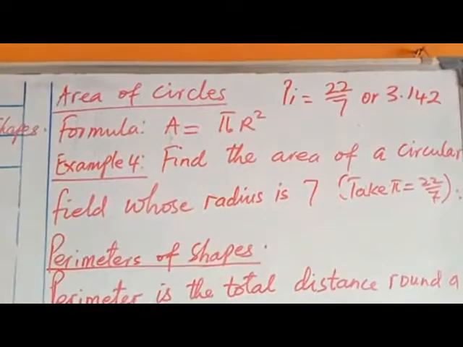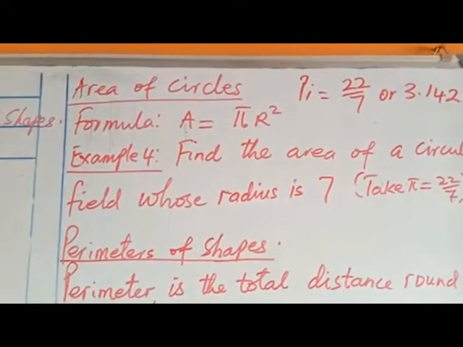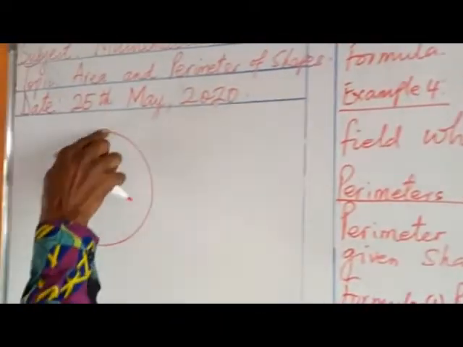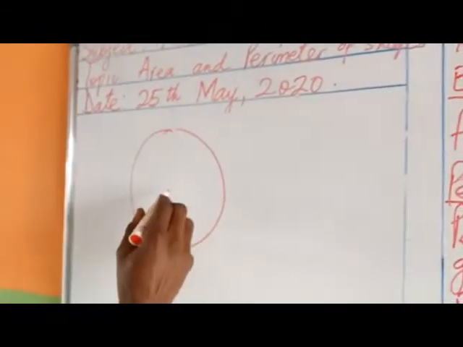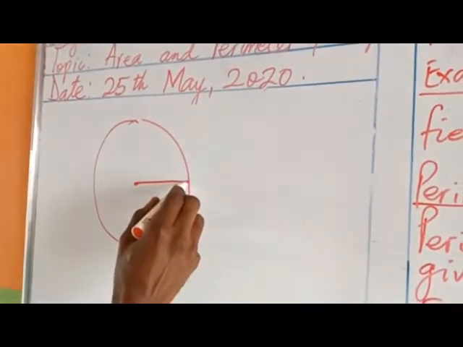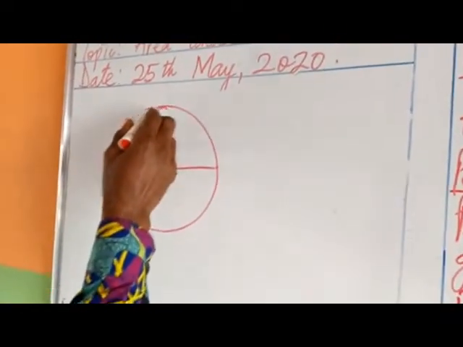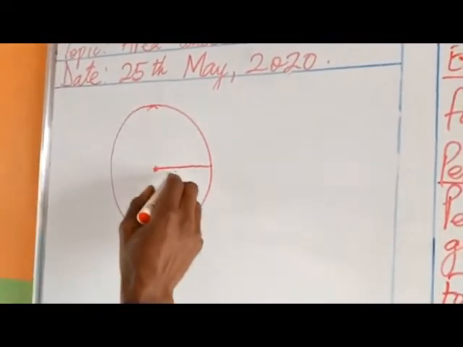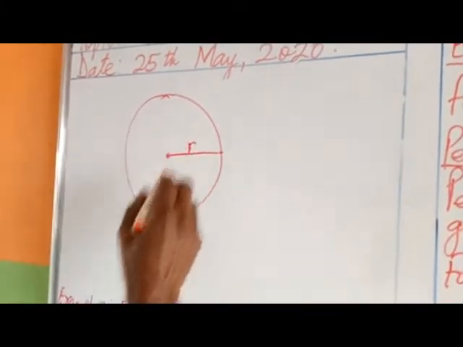And the r means the radius of the circle. Let's take a look at the circle. This is a circle. This is how a circle looks like. And this is the center of the circle. From this point to the circumference of the circle, this is the circumference of the circle. So from this center to the circumference of the circle is what we call the radius.